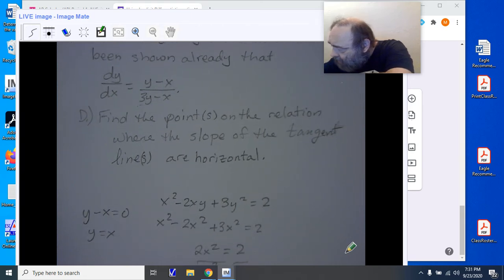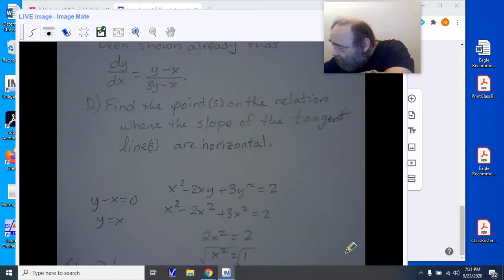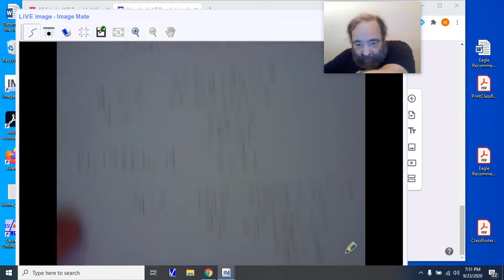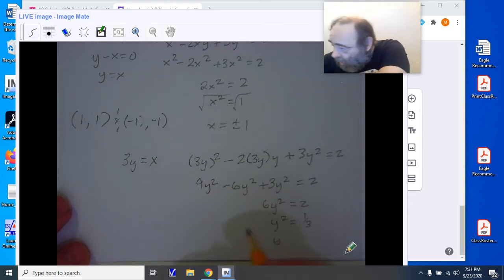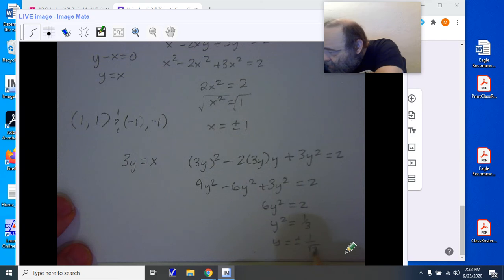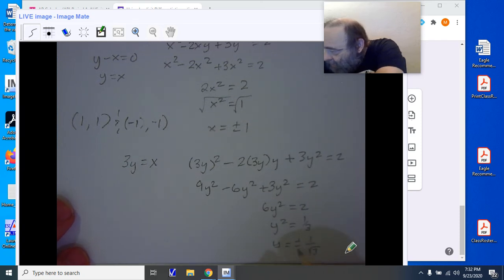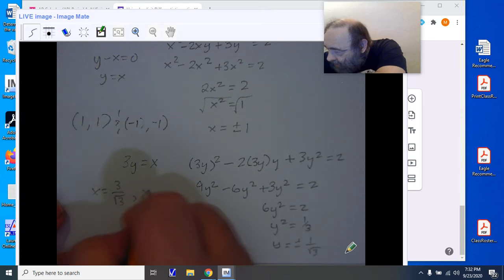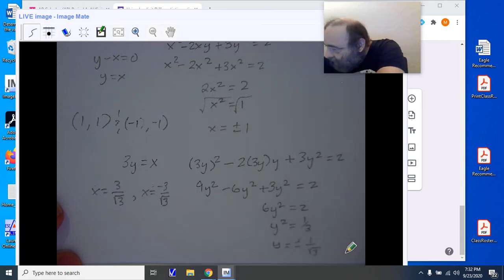As I do this, I end up getting 12, and 12 minus 6 makes 6. So 6y squared equals 2. This gives me y squared equals 1/3, and therefore y is going to equal positive or negative 1/√3. Now, this is what y is. Then what is x given y? Well, x has to be 3/√3, and x has to be negative 3/√3. Once again, positive or negative.